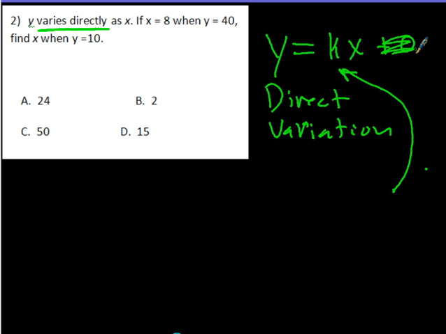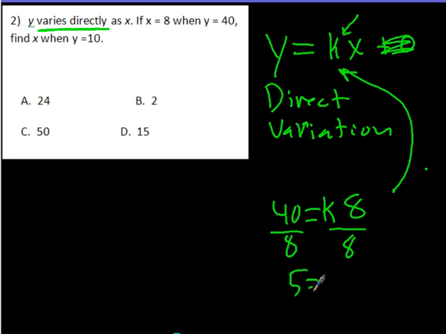I can do it two ways. Alright, y varies directly as x. If x equals 8, then y equals 10. So, now I have two values I can solve for my equation. If x equals 8, I've got 8 times that constant equals 40, and I can solve. Divide both sides by 8. The constant is 40 over 8. That's 5. So now I have my equation.